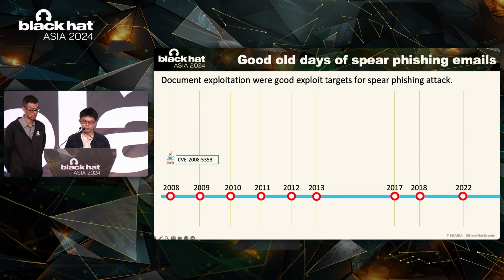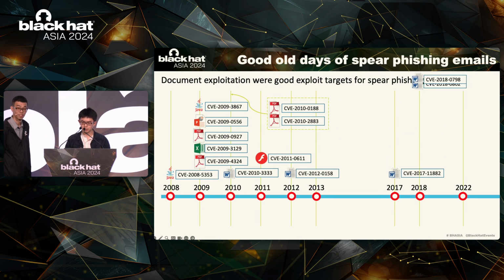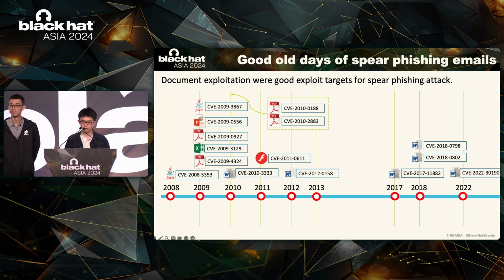Okay, in this slide, we outline some serious exploit document CVEs that triggered big campaigns of attacks in the wild. They belong to most file types you use every day, including Java, PDF, Word, Excel, PowerPoint, etc. So they could be perfectly combined with social engineering tricks to lure targets and achieve precise targeted attacks. These exploit documents marked a golden age of spear phishing email attacks. However, things started to change.